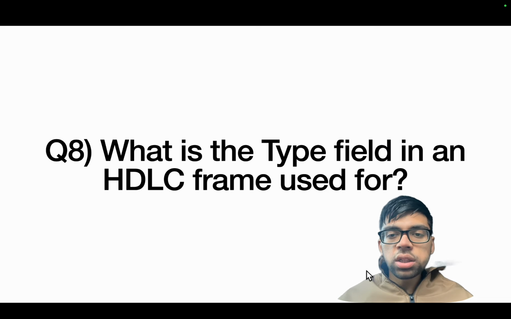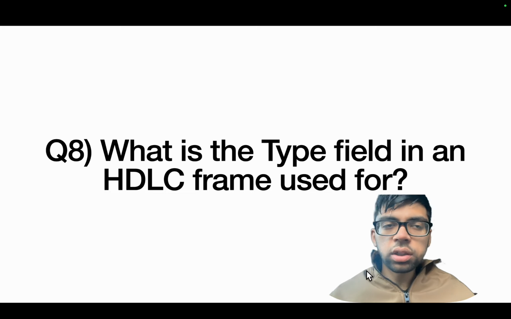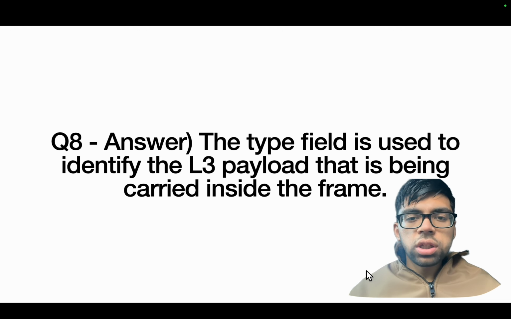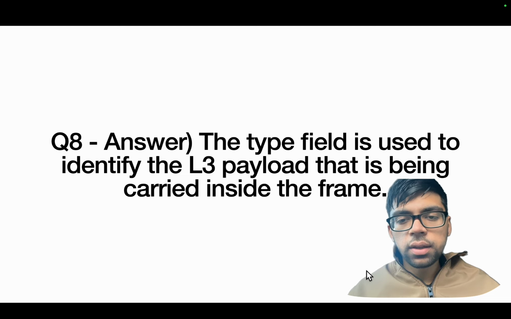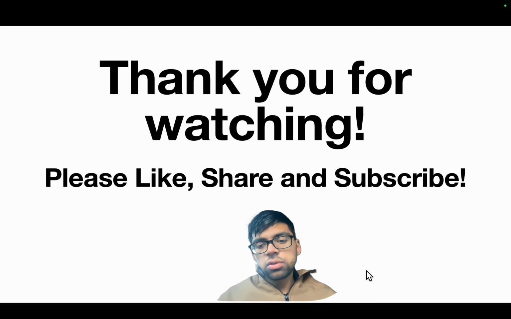Question number 8: what is the type field in an HDLC frame used for? Please have a think. We'll give ourselves about 10 seconds. 5, 4, 3, 2, 1, 0. And the answer is the type field is used to identify the layer 3 payload that is being carried inside the frame. Okay. That brings me to the end of the practice test.